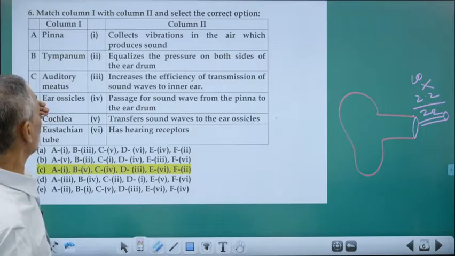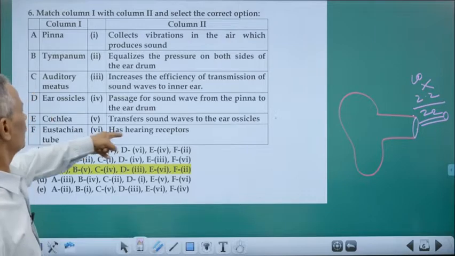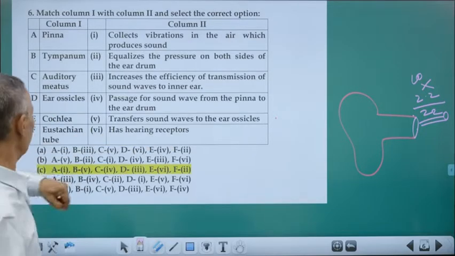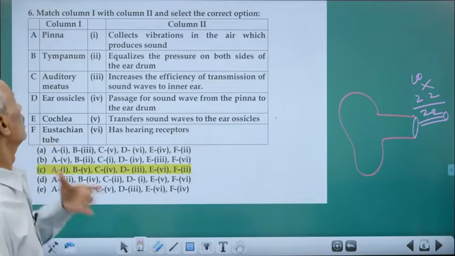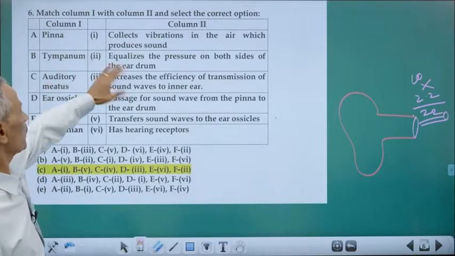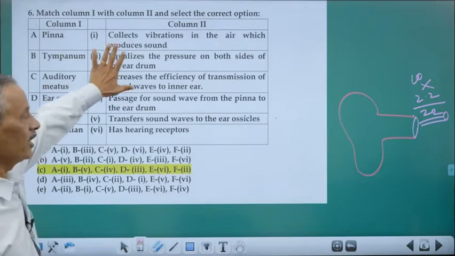Cochlea. What is that? Cochlea has hearing receptors, the organ of Corti, and the Eustachian tube. The Eustachian tube equalizes the pressure on either side of the eardrum.